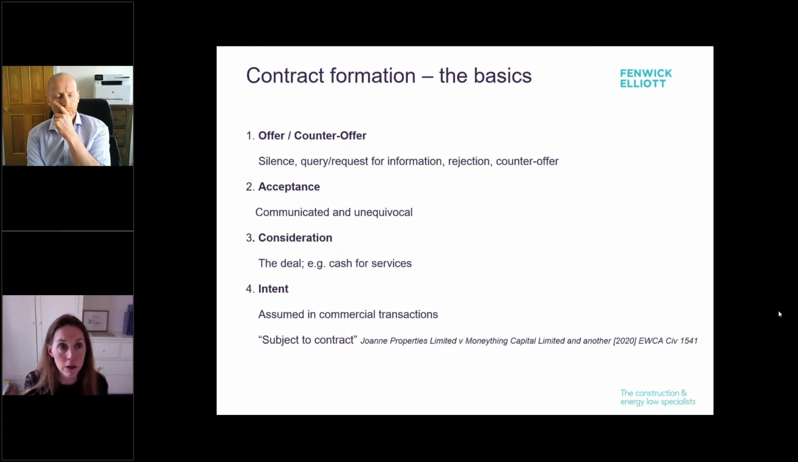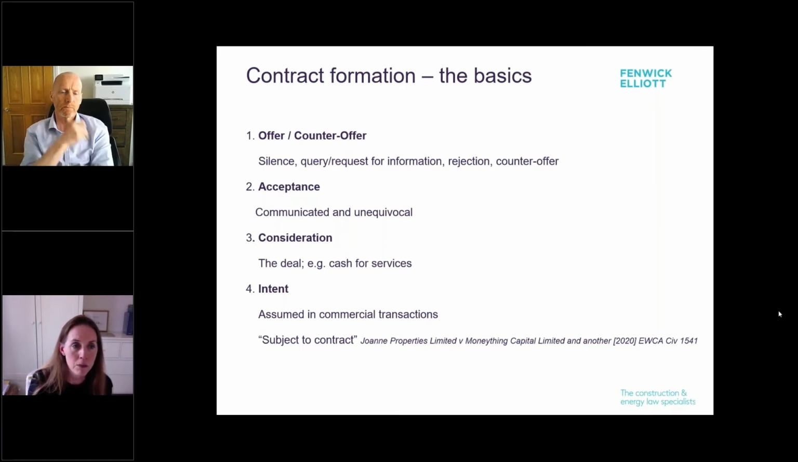And the classic way to do that is to slap that phrase we're all familiar with, subject to contract, onto the documents that are going backwards and forwards. And that phrase, subject to contract, and the protection it offers is very much alive and kicking. And there was a recent Court of Appeal case, Joanne Properties, that confirms as much. So most of the time, if you're using subject to contract, that will be a good indicator that you're not actually at a contract just yet. So provided you have consideration and intention, how do you know when your contract is formed?